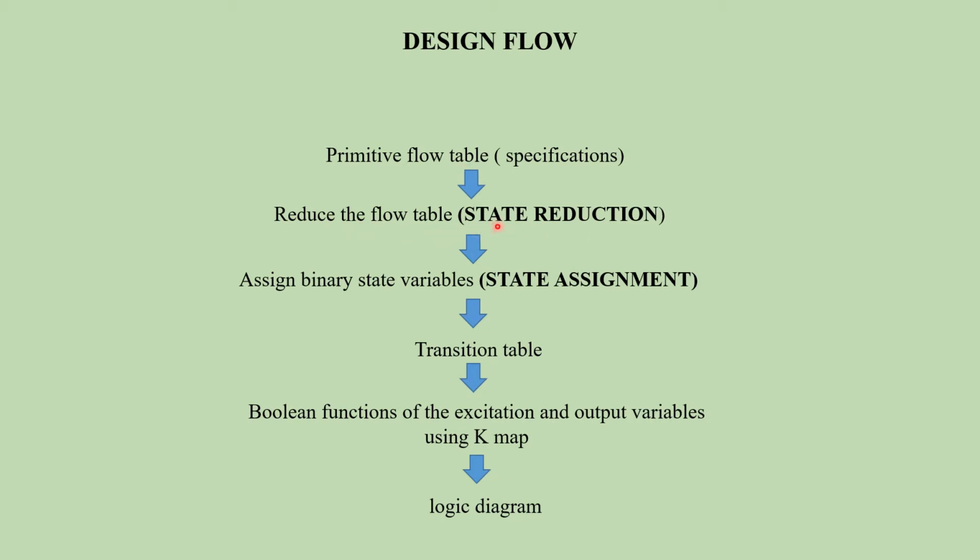After state reduction, we can assign binary state variables, that is state assignment. From there we can find out a transition table, after which the Boolean functions of the excitation and output variables can be obtained using K-map. At last, a logic diagram can be drawn after obtaining the expression using K-map. Right. So, our topic of focus for this session is state reduction.